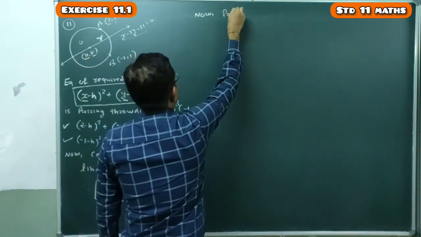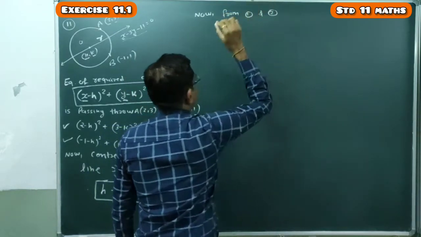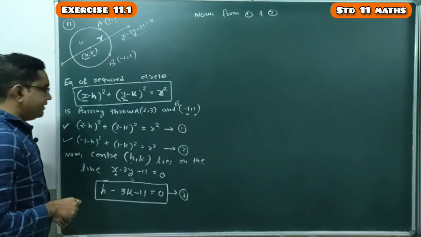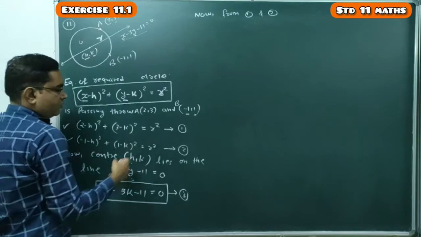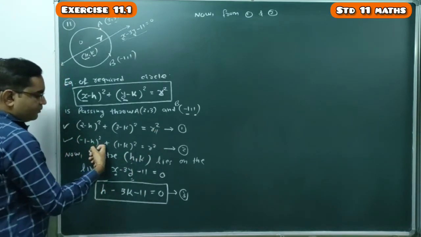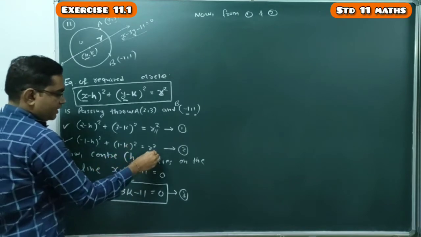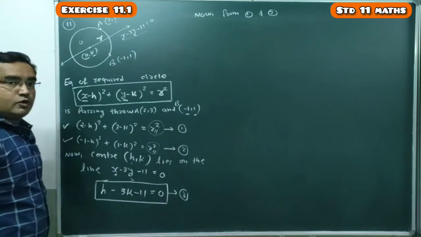From equation 1 and 2, what can we write? This is (2 minus h) whole square plus (3 minus k) whole square equal to r square. And this one, (minus 1 minus h) whole square plus (1 minus k) whole square equal to r square. So the right hand side of both equations is equal. Both are equal to r square.